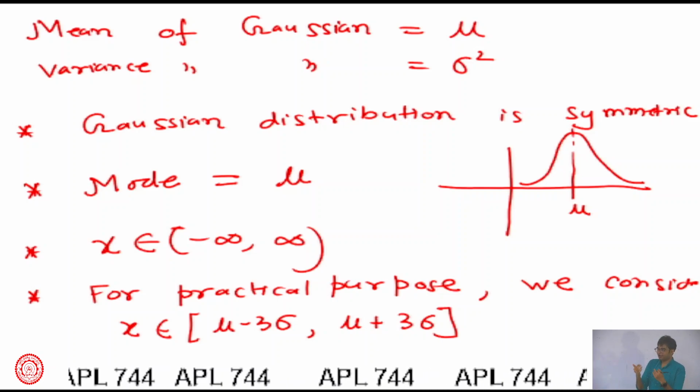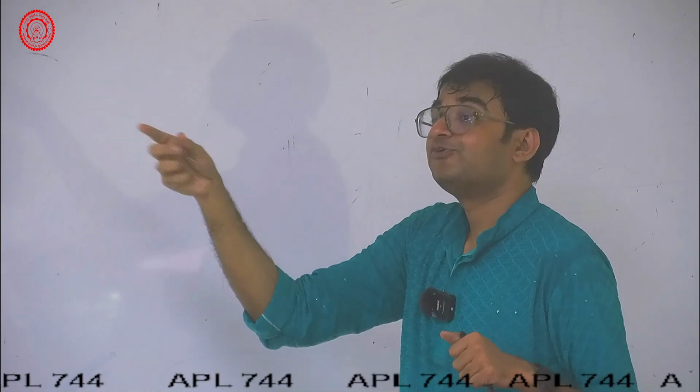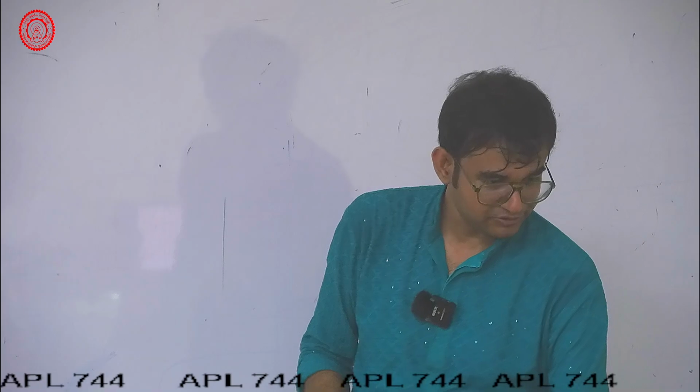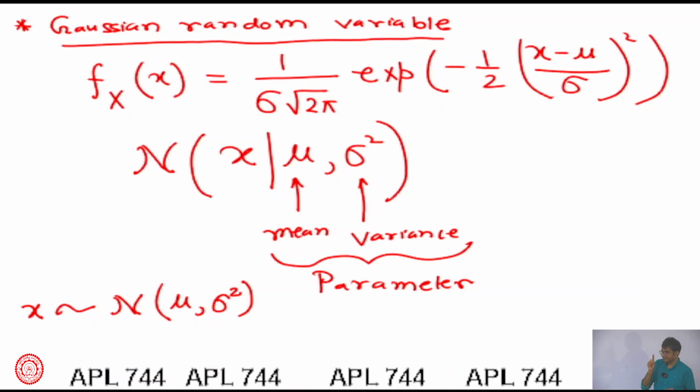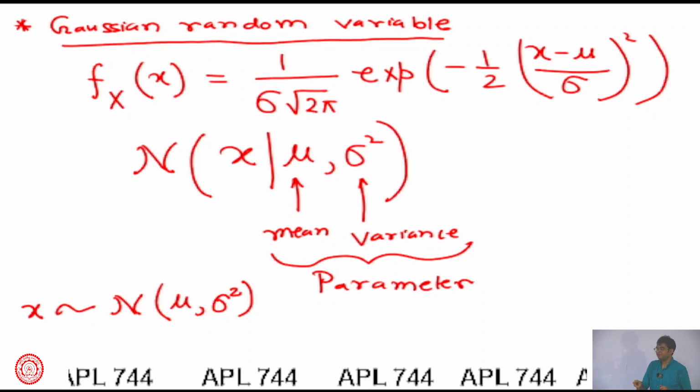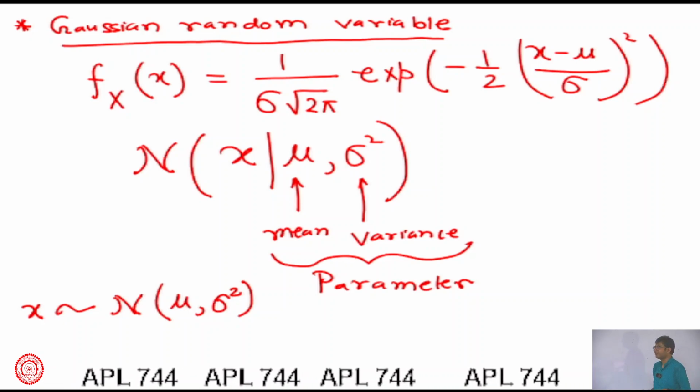So think I have a Gaussian distribution and I am drawing samples from it. What will those samples follow? They should follow the Gaussian distribution. So when you draw something like that, you will use this notation, the bottom one: X is a sample drawn from a Gaussian distribution with mean mu and variance sigma square.